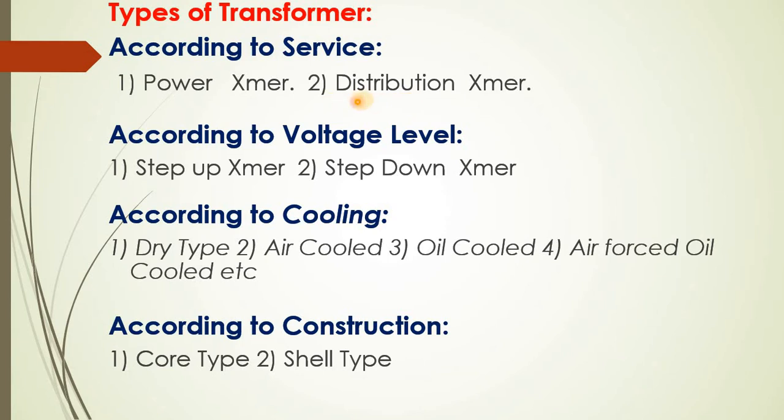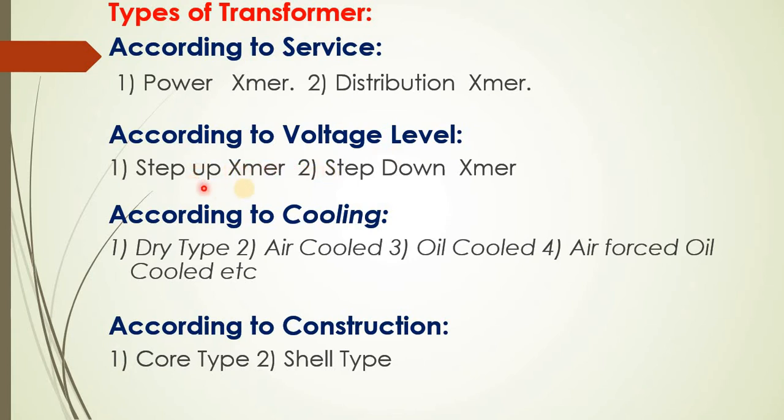Whereas the distribution transformers are located near the distribution side, or near the end consumers, and the voltage level at the distribution transformer is 11 kV to 415 volt, or 220 volt for single phase, 415 volt for three phase. The rating of this transformer is in several kVA. So kVA rating is for the distribution transformer, and MVA rating is for the power transformer. According to voltage level is the second category of classification of the transformer.